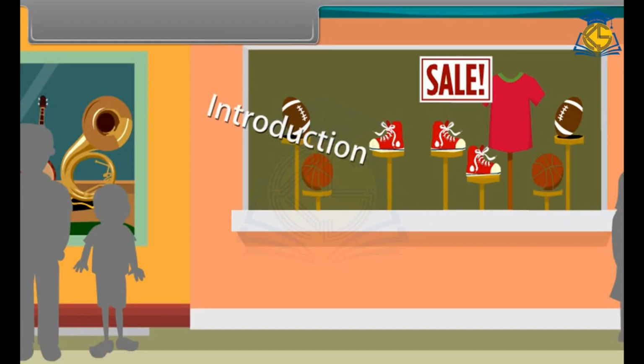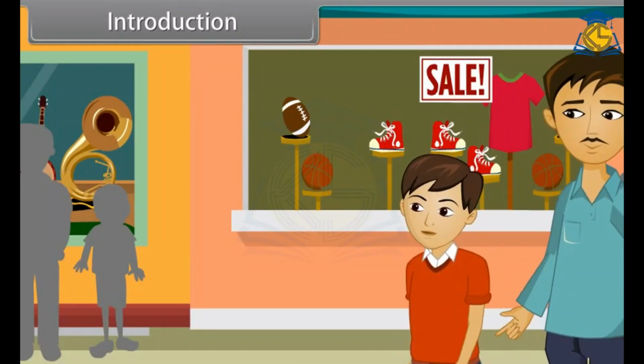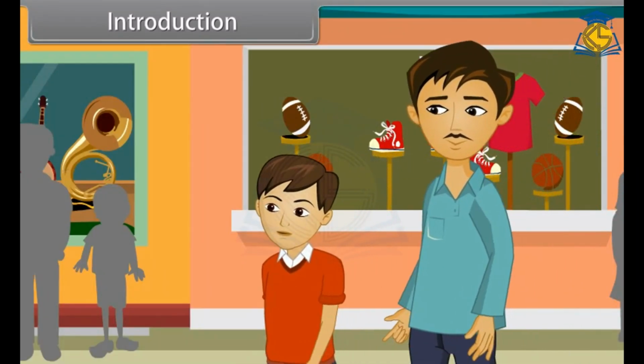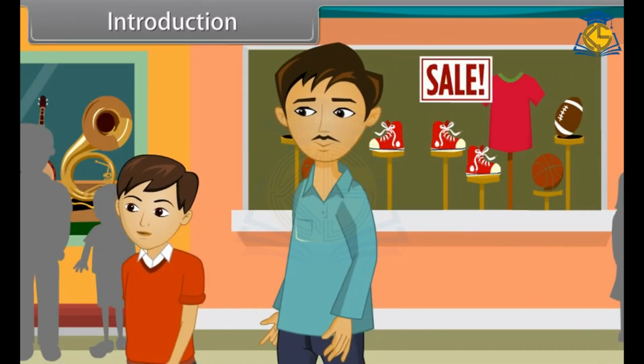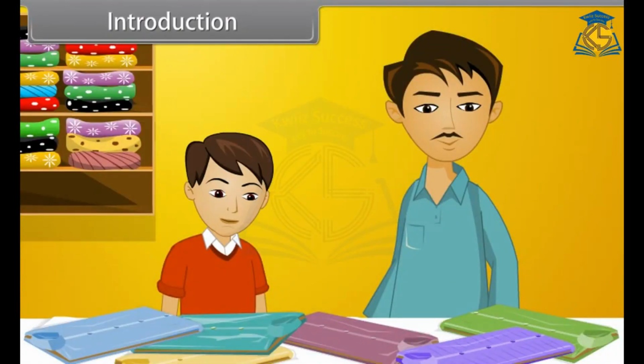Introduction. Today, Tanuj came to the market with his father for shopping. He wants to buy some t-shirts and trousers. He enters a shop and sees a variety of colorful t-shirts.